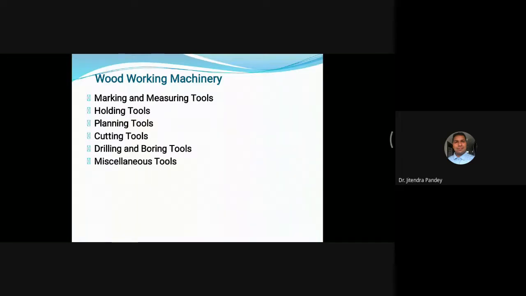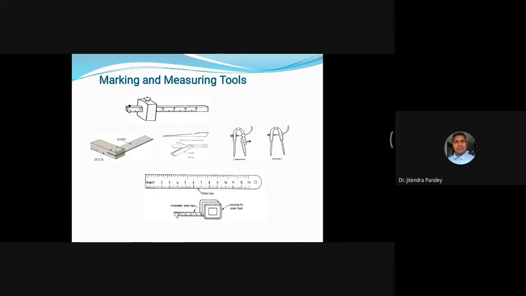इसके बाद क्या है कि वुड वर्किंग मशीनरीज, लकड़ी का काम हम करेंगे उसमें कौन कौन सा प्रोसेस, कौन कौन वर्किंग मशीनरीज हमें लगेगा. Then we can classify it: marking and measuring tools, holding tools, planing tools, cutting tools, drilling and boring tools, and miscellaneous tools. Now we can define it as we can show you in the diagram itself.